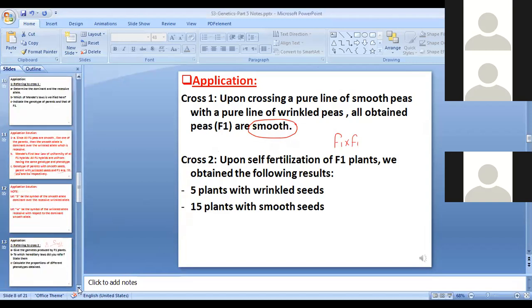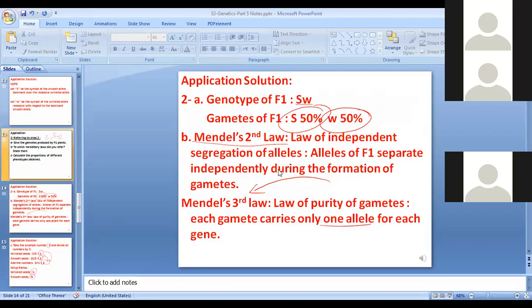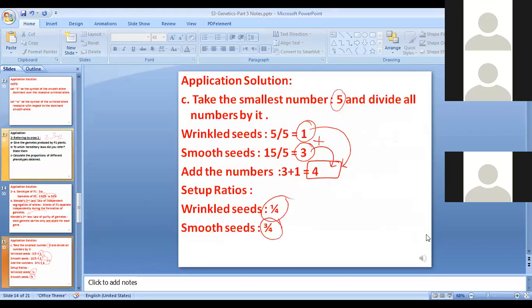So this is the case of proportion. Whenever we have proportion, you have to take the smallest number, and we solved this hundreds of times. First, take the smallest number, which is the 5. Divide all the numbers by it. The wrinkled, we have 5, so 5 divided by 5. And the smooth is 15, 15 divided by 5, it's a 3.